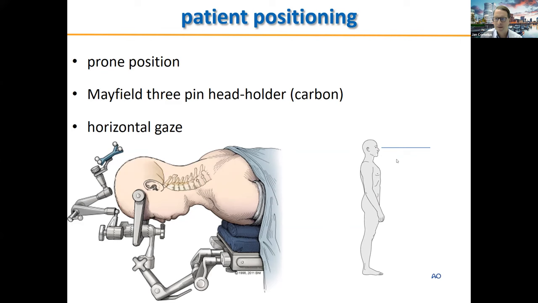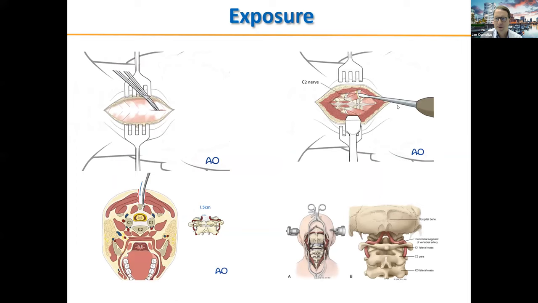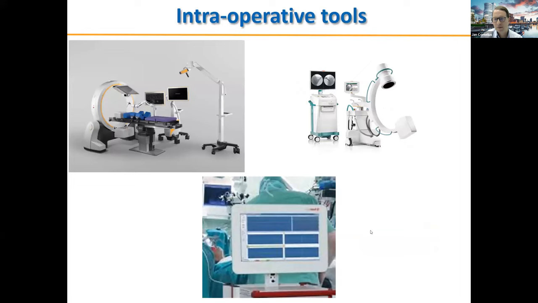So the exposure is pretty simple. Midline exposure, you want to expose the osseous structures, occiput, C1, C2, the facets and the artery, but usually you don't really see the course of the artery, but you have a good overview, or at least of the bony landmarks. Then you may use, or must use, intraoperative tools, at least fluoroscopy, or maybe even intraoperative CT. And in most cases we would also use or recommend the use of intraoperative neuromonitoring.